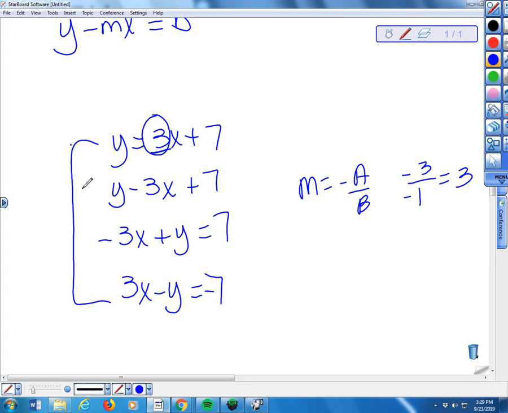Can you help me on 2.1 when you're done? Yes. Okay, so that's it for section 2.